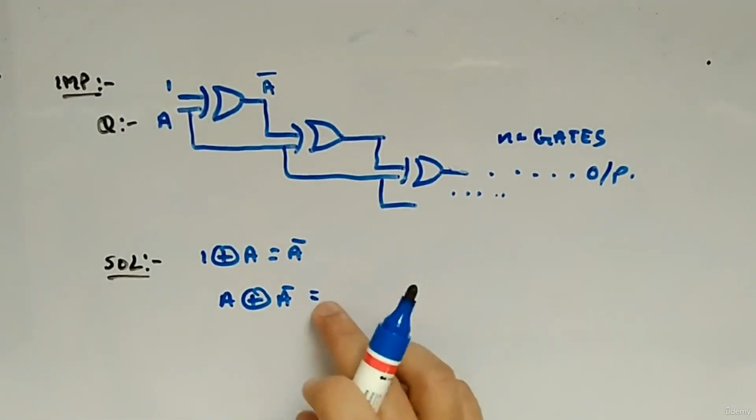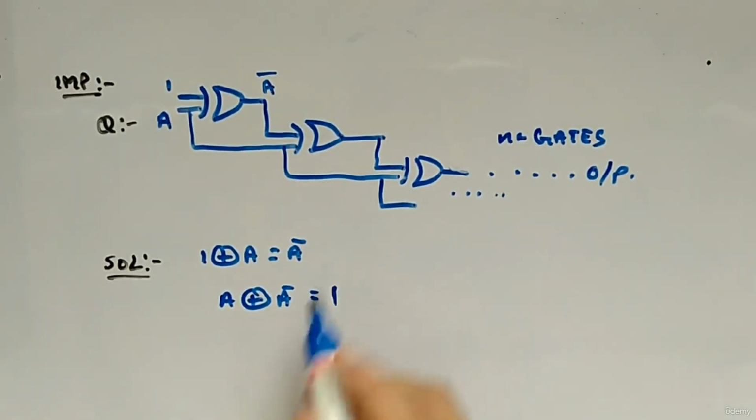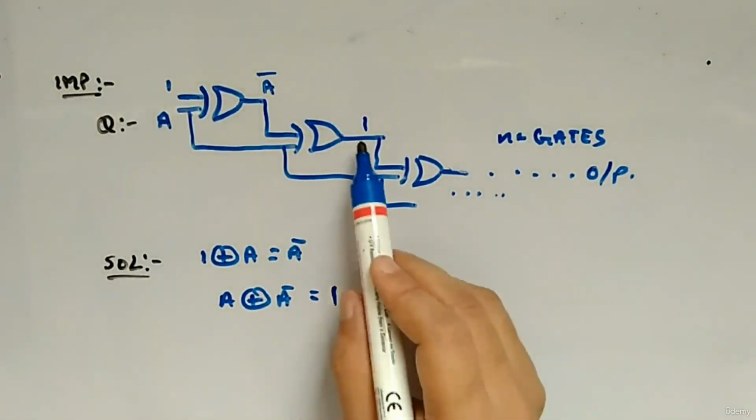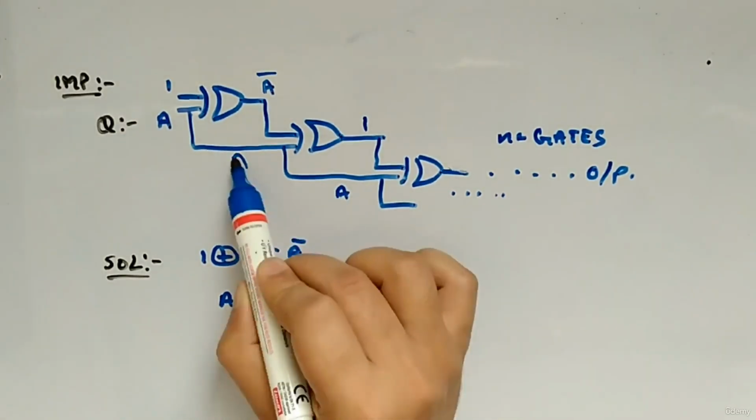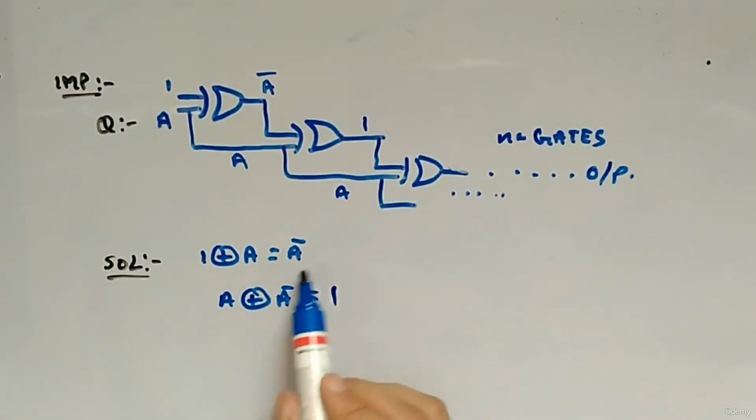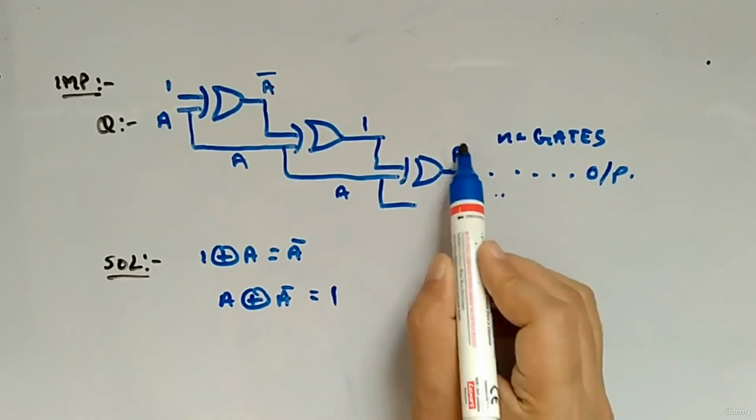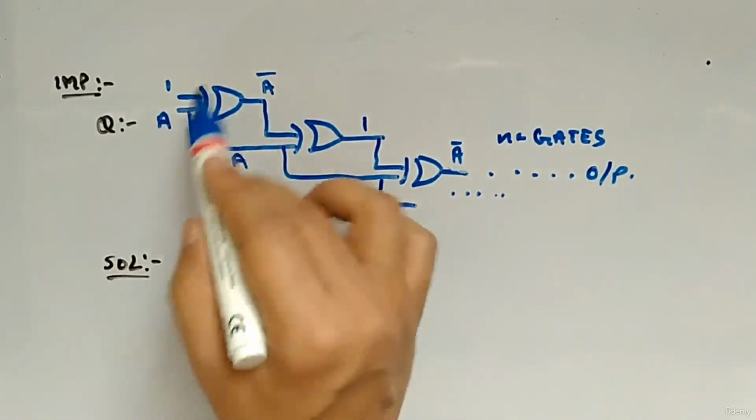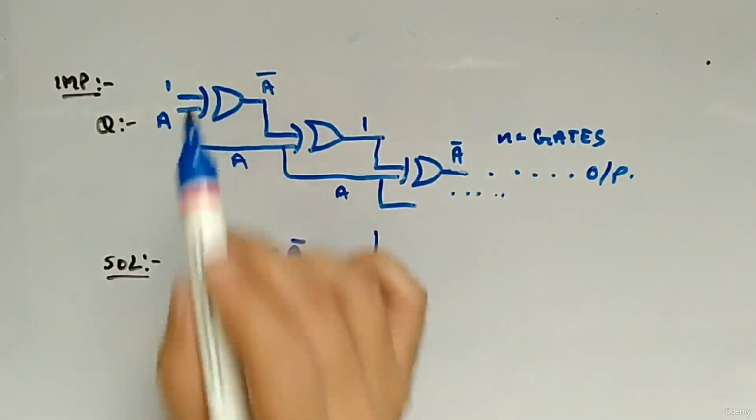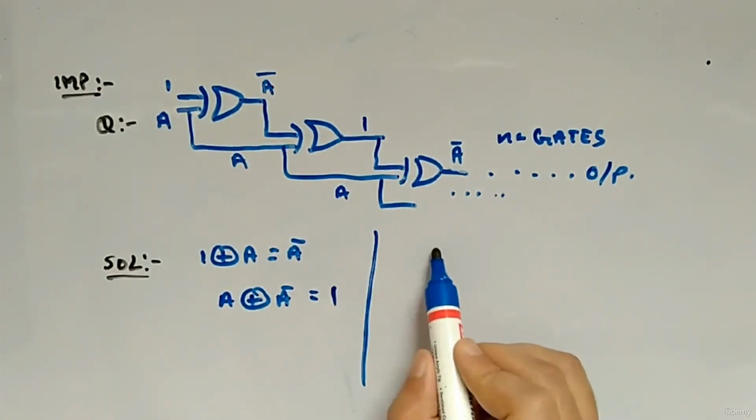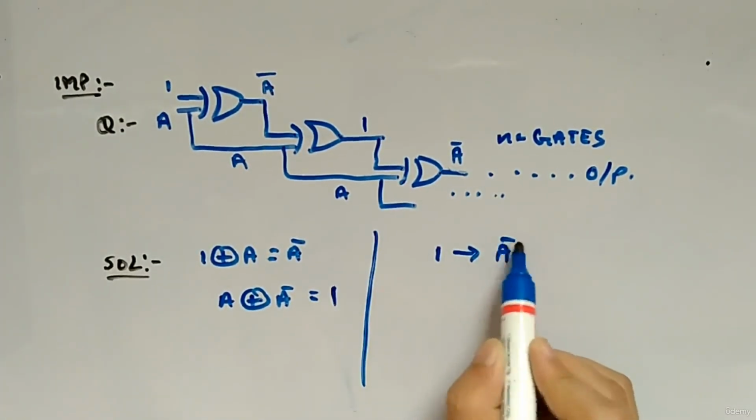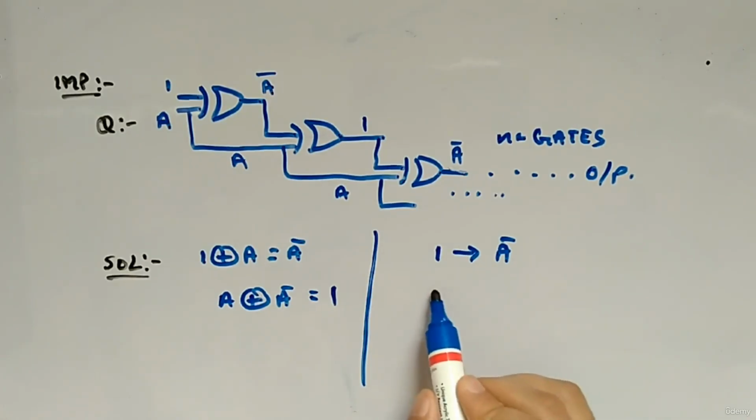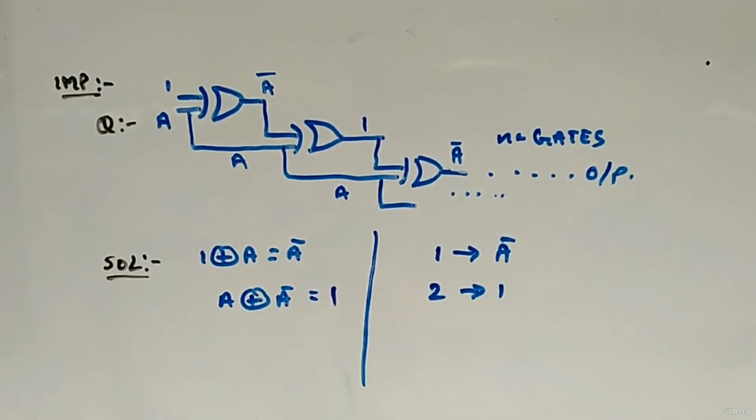Sorry, this will give you 1. So here it will be 1. Then again you are XORing 1 and A. This is A, this is also A. So 1 XOR A is A bar. So the output will be A bar. So what you can generalize is, if you take only one gate, you will have A bar output. If you have 2 gates, you will have output 1.